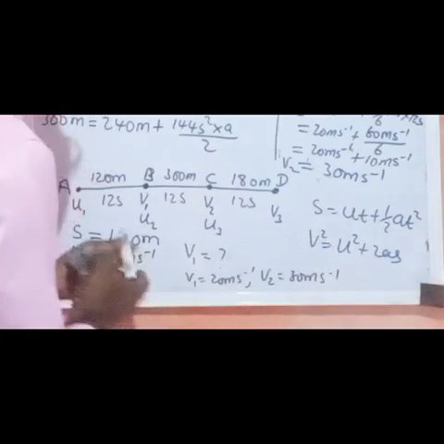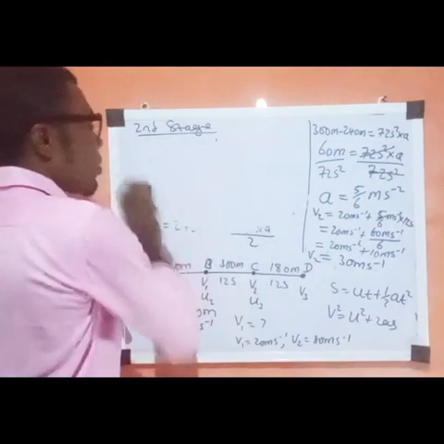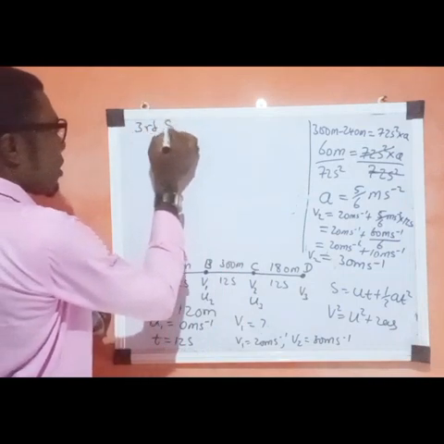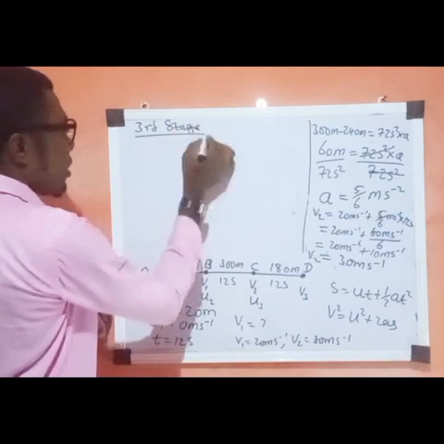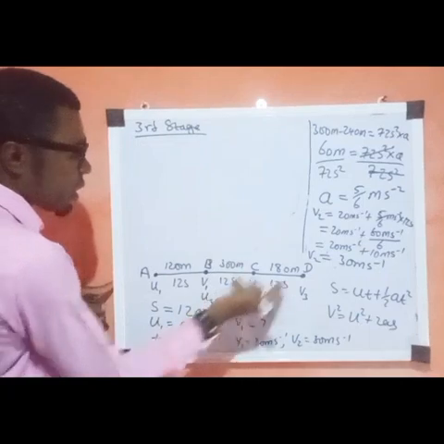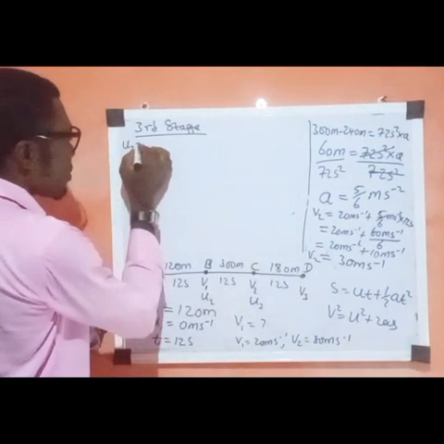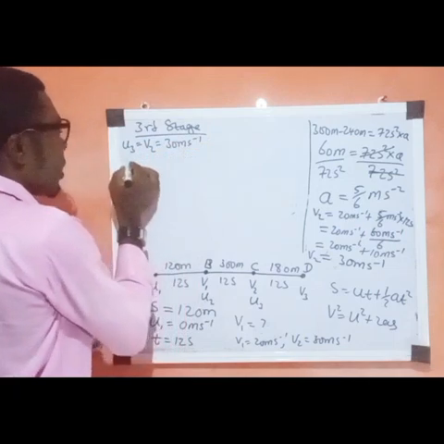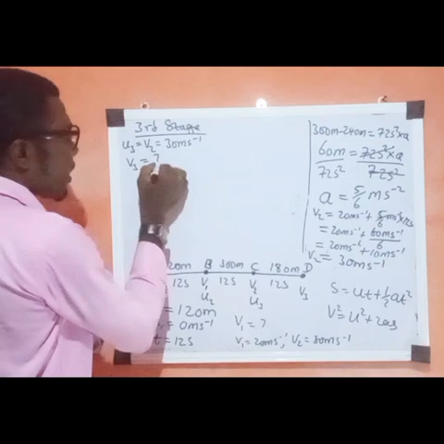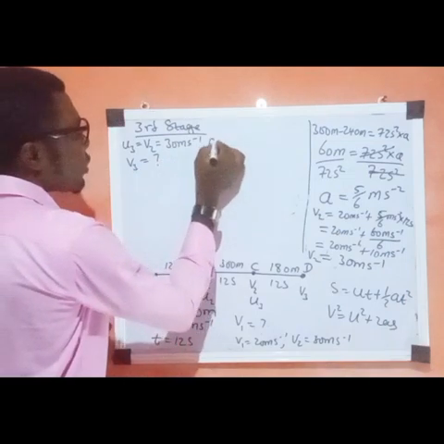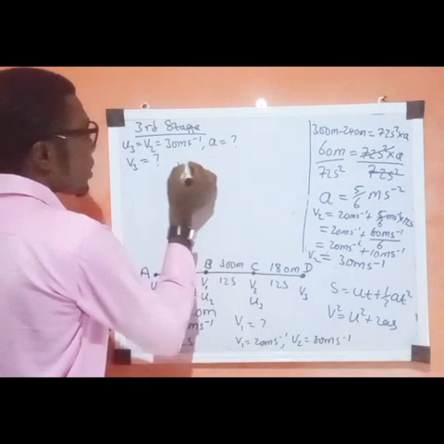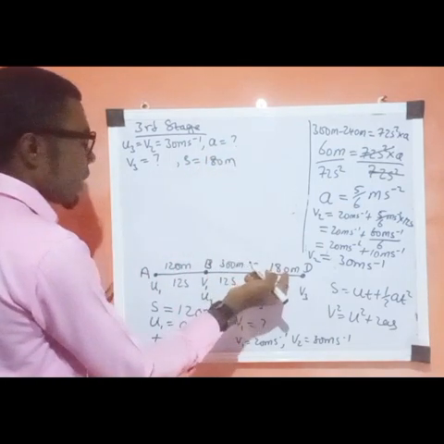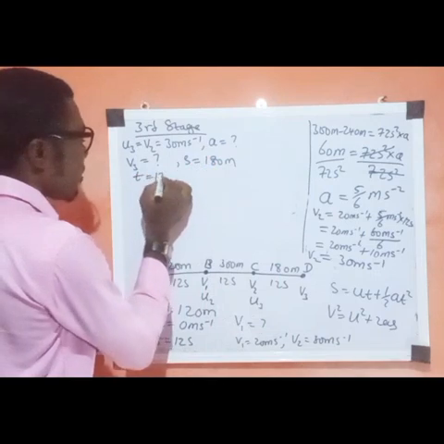And we do the same for the third stage. For the third stage, we use the same process. Remember, the initial velocity for the third stage, u3, is the final velocity for the second stage, and we got it as 30 meters per second. Then the final velocity for the third stage is what we are looking for. The acceleration is what we don't know as well. The distance for this third stage is 180 meters, and the time remains 12 seconds.